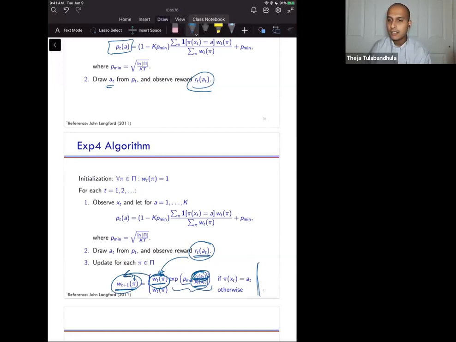So is p min a constant or does it vary by context? No, p min is just a fixed number. Just think of p min as like 0.1 or 0.05 or something, some fixed number, just so that every action at least gets a chance in every round to be played, even if its weight is pretty much zero, because you don't want to miss out on some actions just because historically the weights are low. Okay, so that's the exploration part.